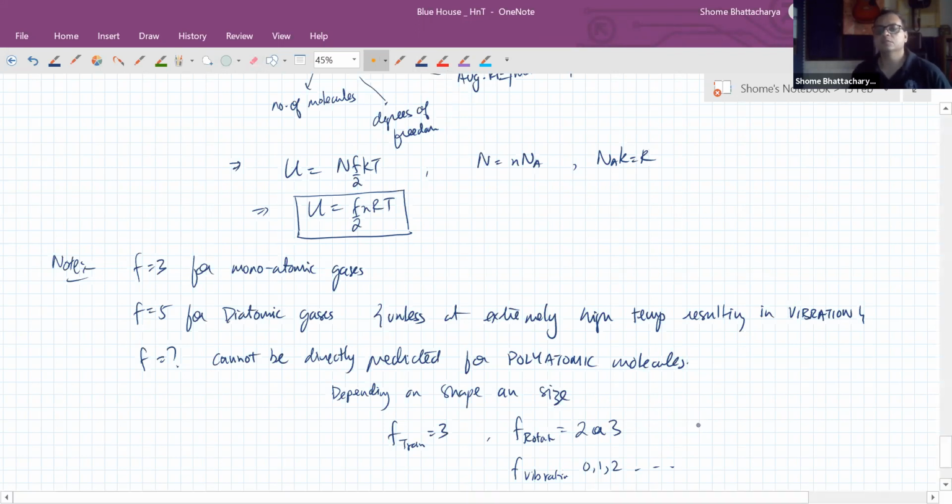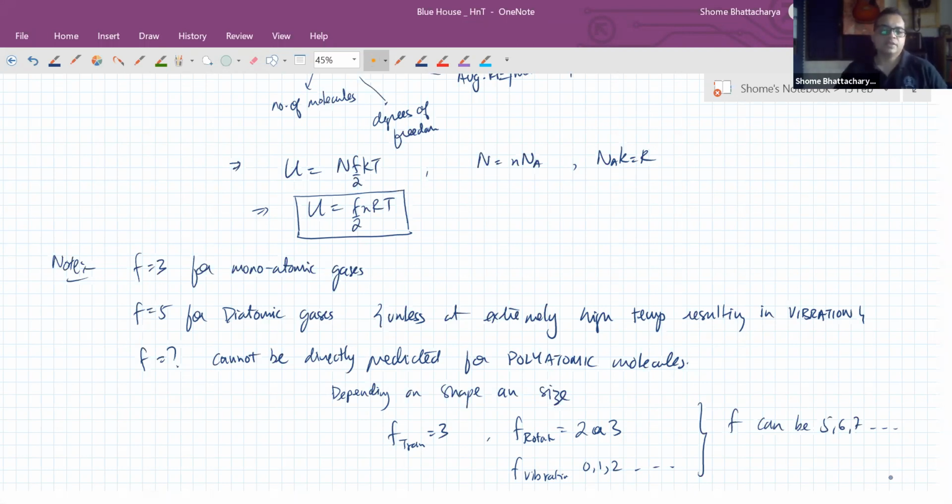So total degrees of freedom can be 5, 6, 7, etc. So if you get a numerical problem with a polyatomic molecule, the degrees of freedom will be given to you. You won't be expected to know it beforehand. Whereas for diatomic and monoatomic gases, you have to understand the standard case. They are like this.